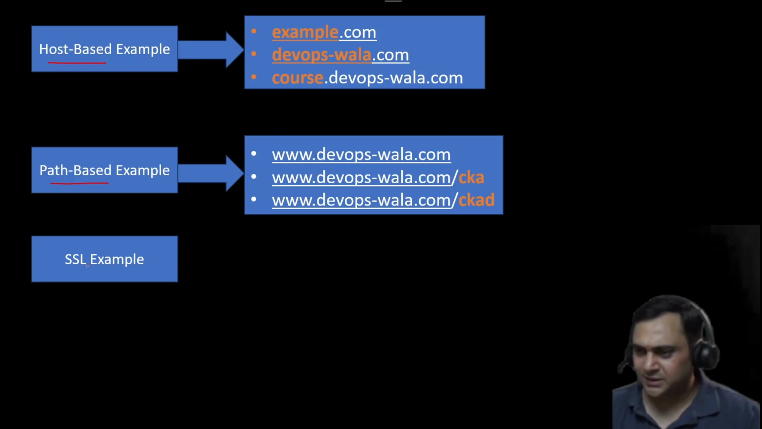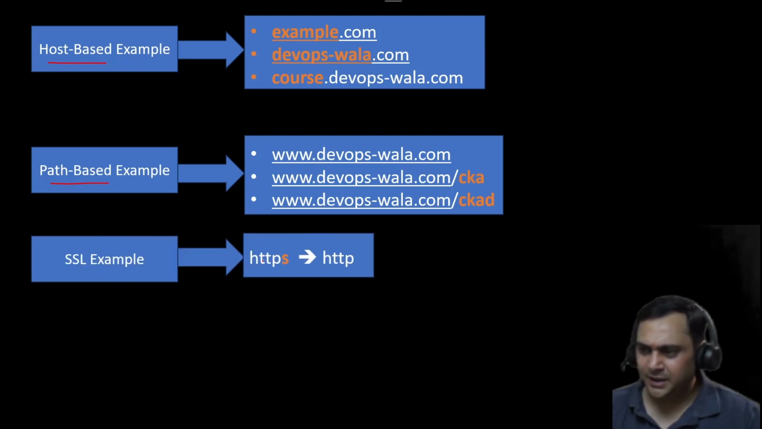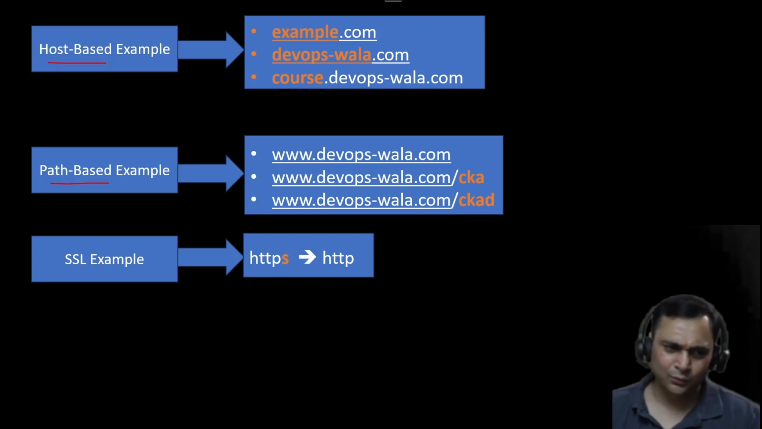Now let's talk about what is SSL, an example. For SSL, it terminates the HTTPS traffic and forwards it to HTTP. Just imagine that your customer, the end user, is typing https colon slash slash www.devopswala.com. For them, it is encrypted traffic. When they open the website, it will be encrypted. So this is where HTTPS comes into the picture. We'll talk about it, no worries.